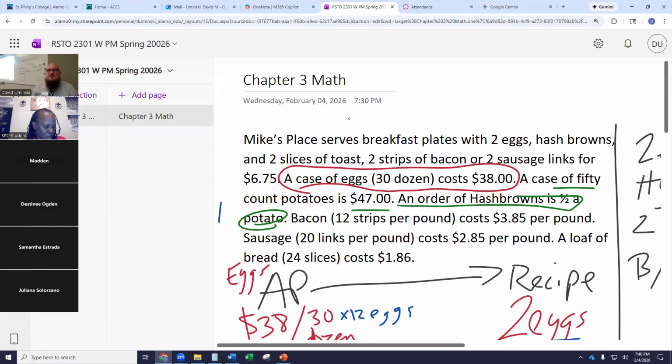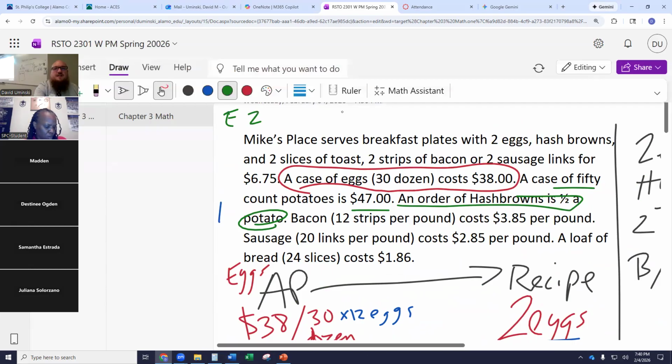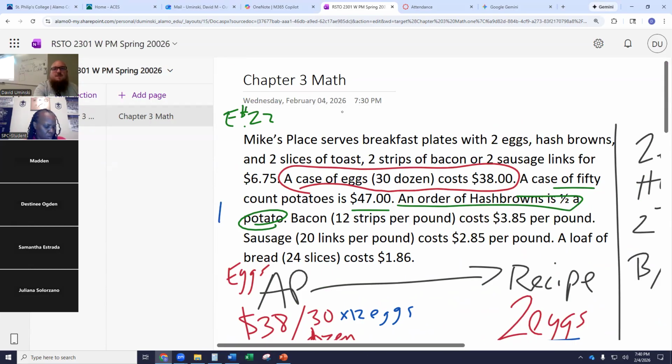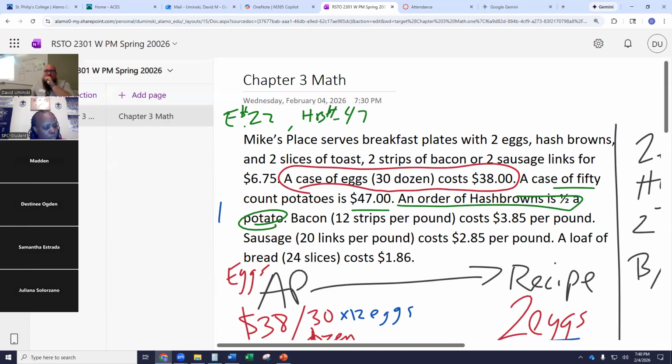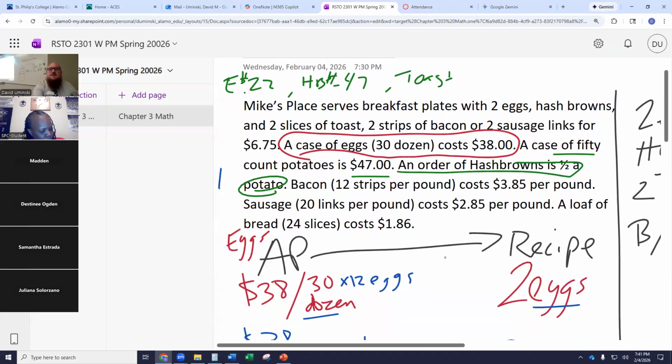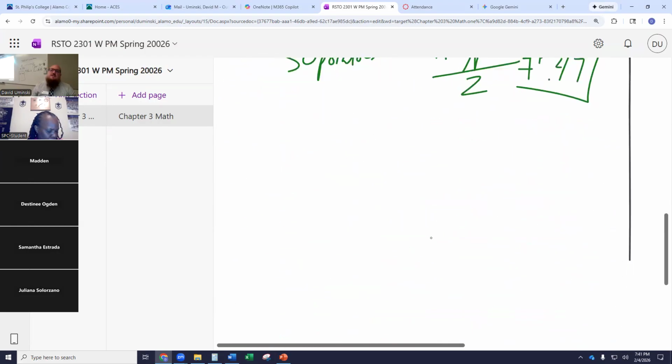Okay, so let's see. I'm going to go up here. Eggs are 22 cents. Hash browns, 47 cents. Okay, next is toast. Our toast is 2 slices, and a loaf of bread is 24 slices for $1.86.